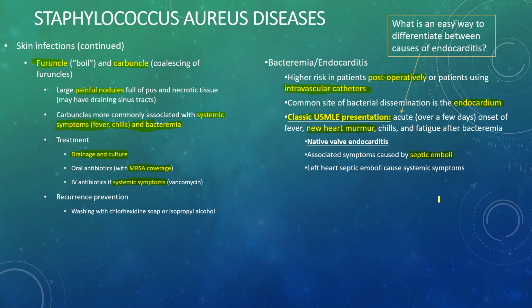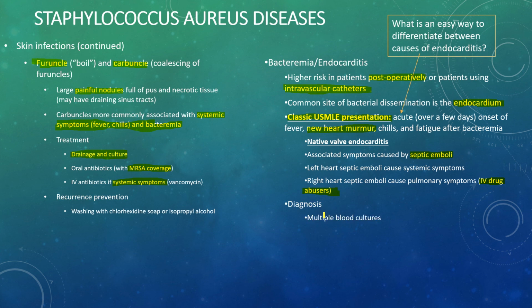So left heart septic emboli can cause systemic symptoms, like we mentioned, stroke, renal failure. It can even cause GI problems. The septic emboli can lodge in any vessel. And if it's right heart, it can cause pulmonary symptoms, especially in IV drug users. Remember, IV drug abusers are injecting into their veins. So if Staph aureus gets into the vein, where is it going to go first? The right heart, and it can cause an endocarditis of the right heart.